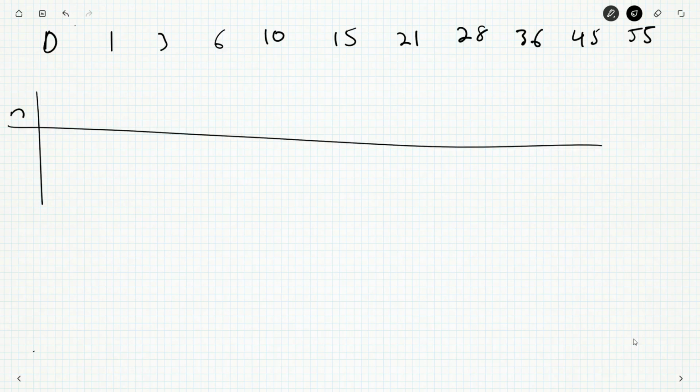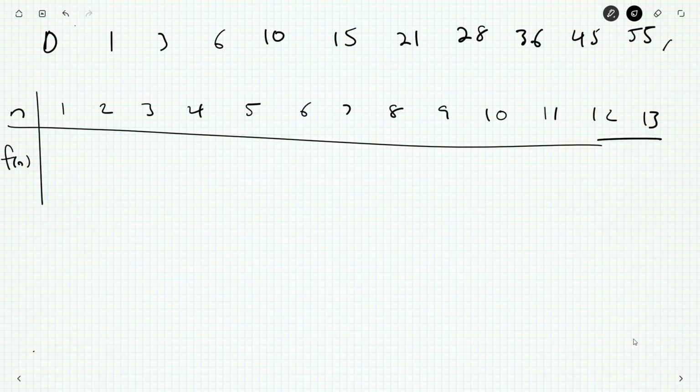So let's get n and then f of n down here. So 1, 2, 3, 4, 5, 6, 7, 8, 9, 10, 11, 12, 13. The next triangular number, by the way, is 66. I'm just adding up the first so many natural numbers. But it was 0, 1, 3, 7.